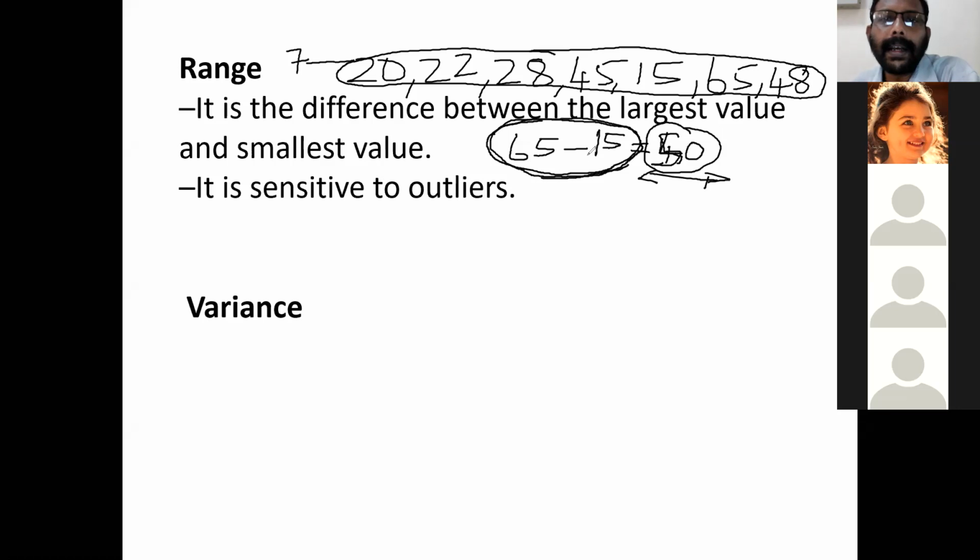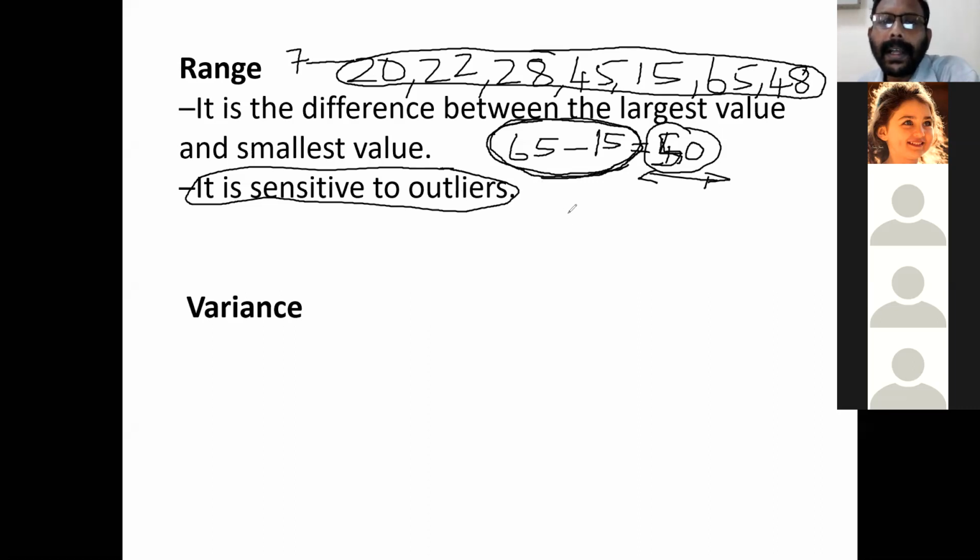We can say this range is sensitive to outliers. Can somebody tell me why it is sensitive to outliers? Range is derived from the largest value and the lowest value. Outlier means the largest value in that range, so it affects it. Right, you are right.